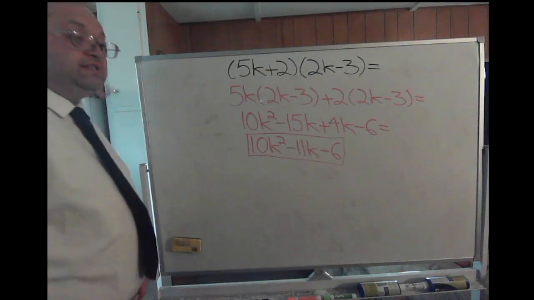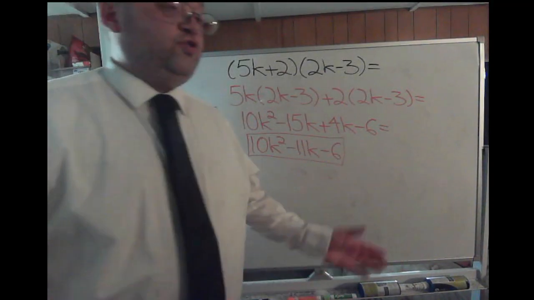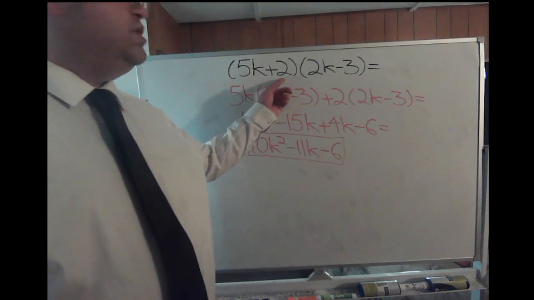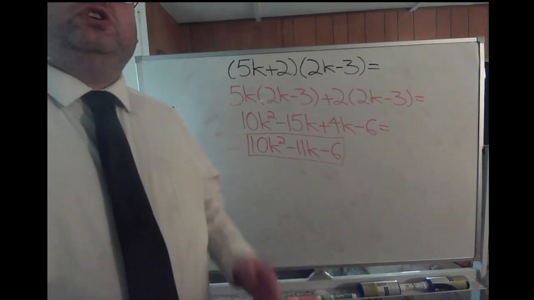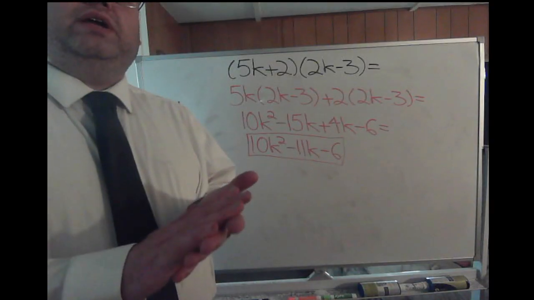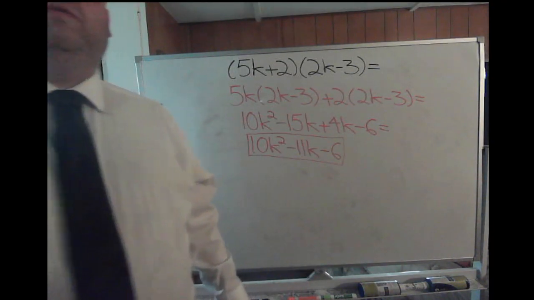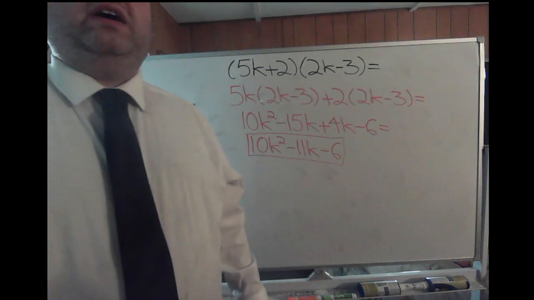So really, this is the double distributive. Whenever you see an expression like this, where you have two polynomials multiplied by each other, you could do it by the double distributive property. But in the next lesson, we're going to learn the FOIL method, which is also a very useful method, which you may even find easier.